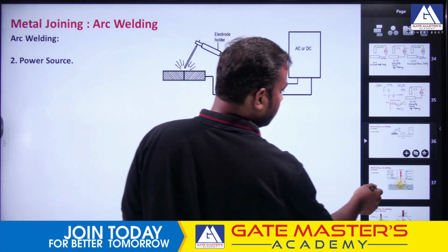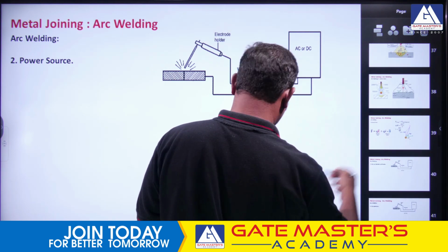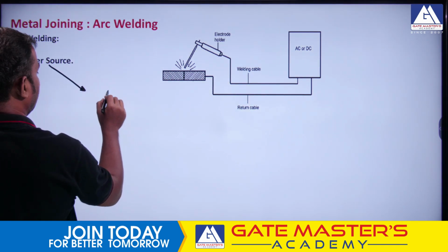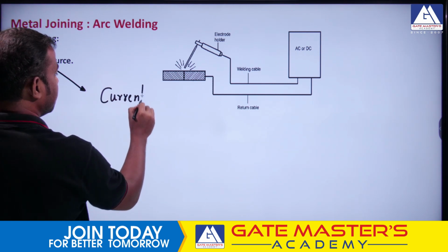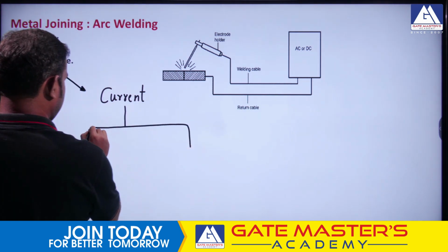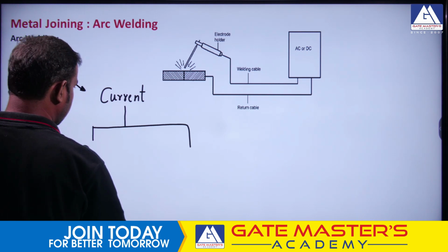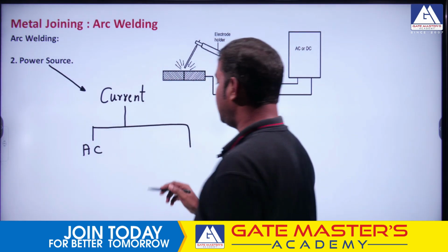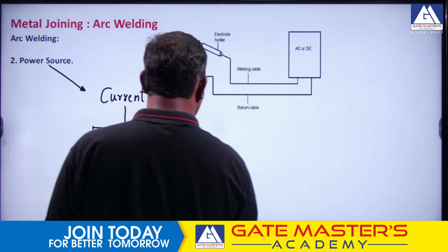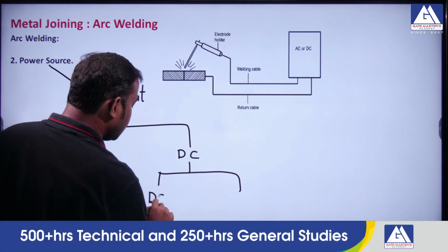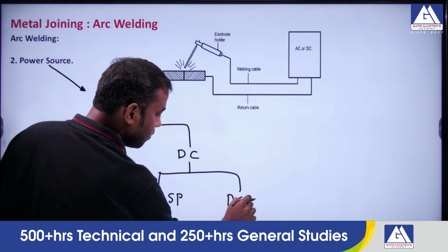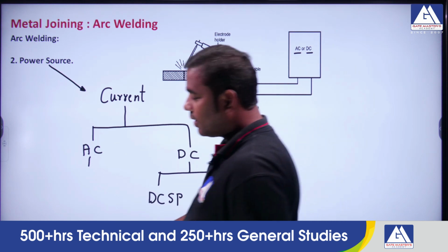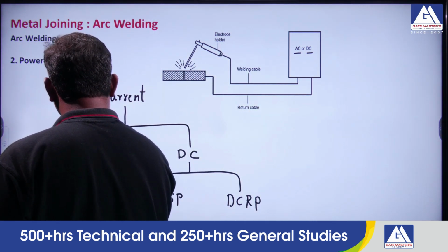The power source here is only one thing, that is current, and the current can be of two varieties: alternating current or direct current. The direct current can be categorized into two varieties, direct current straight polarity and direct current reverse polarity, which we discussed in the previous class. If you are using alternating current, you have only one option, that is alternating current high frequency.